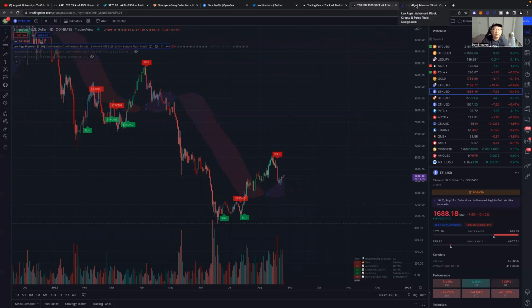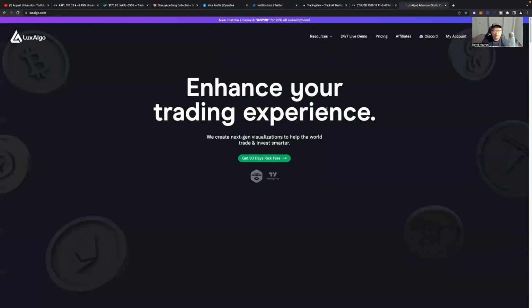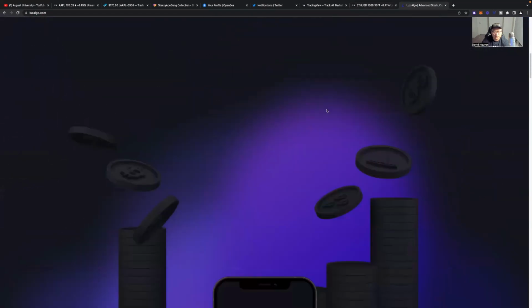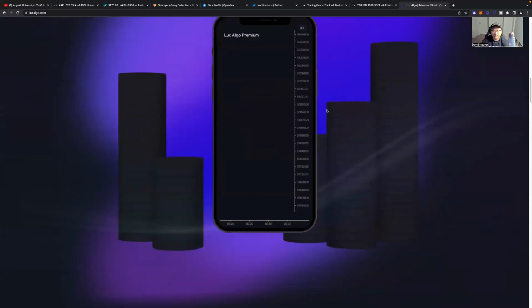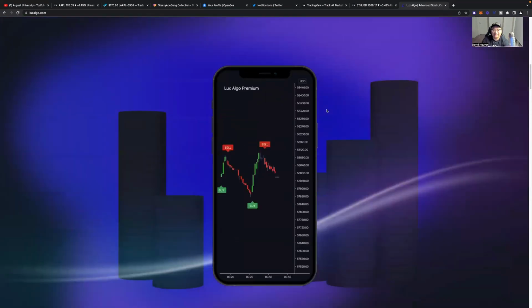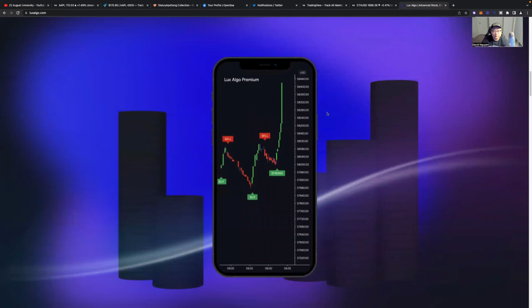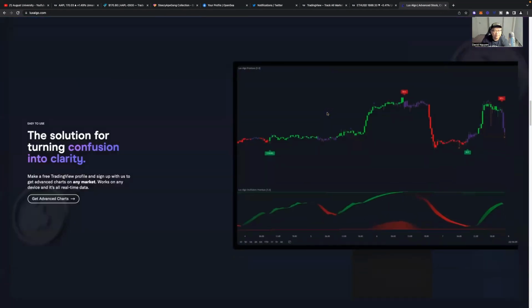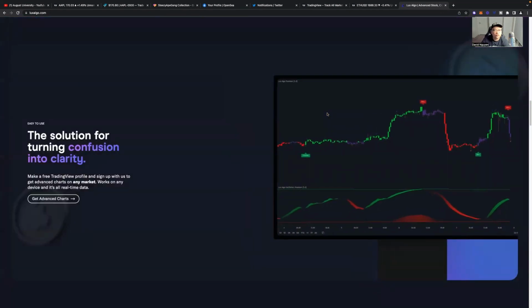So what I like about it is it's simple, not too crazy, right, and easy to use. And this is the website. So yeah, Lux Algo. That's what it literally looks like on mobile. Okay, they just updated the website. So the solution for turning confusion into clarity, and making a free TradingView account profile and sign up with us to get advanced charts on any market.